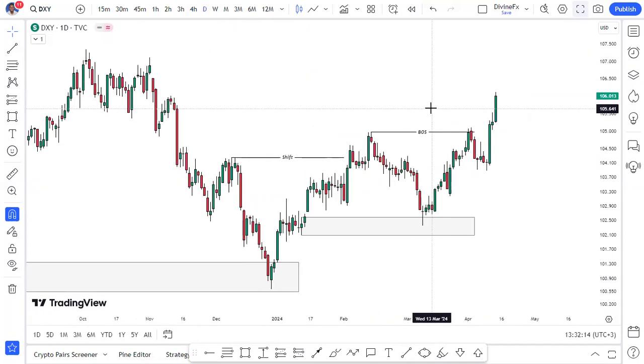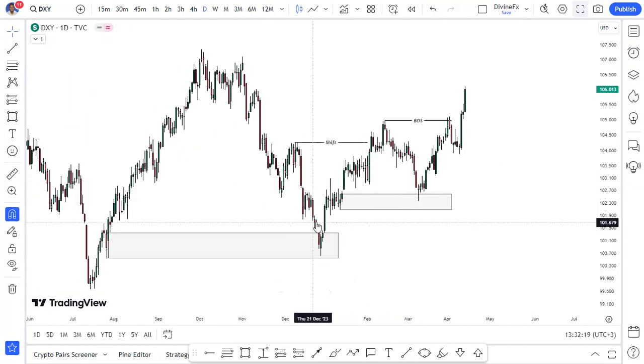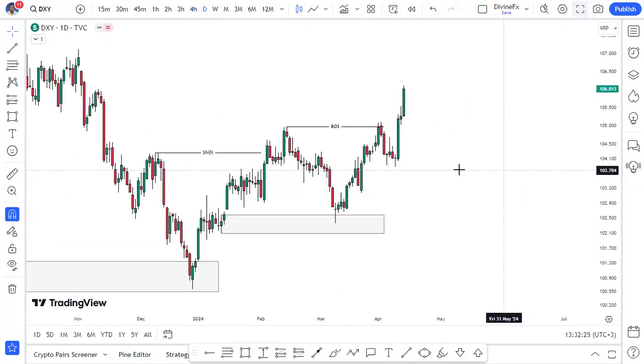Also, as you can see here on the daily time frame, price has already aligned with the monthly and weekly bullish bias. It's bullish bias. So we are expecting price to keep continuing to move to the upside.